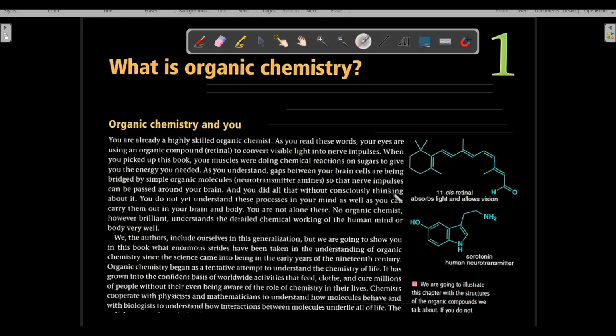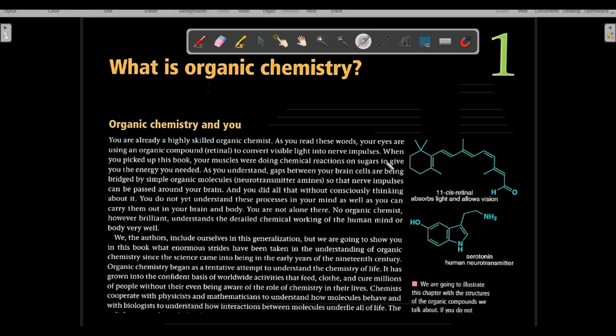So how does retinal look? Retinal looks something like this. It has been given in the figure. Retinal looks something of this kind. This is cis retinal. This is cis retinal and it absorbs light and allows vision. It is involved in the photochemistry of vision. So this is cis retinal. Its structure is like this.